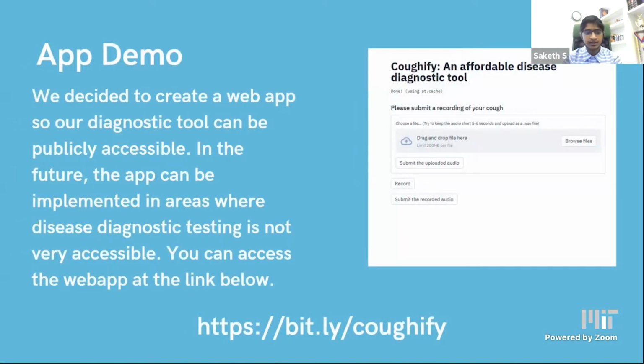So as mentioned earlier, we decided to create a web app so our diagnostic tool can be publicly accessible. In the future, the app can be implemented in areas where disease diagnostic testing is not very accessible, and you can access the web app with the link below. And now we're going to go into a brief demo of the app.